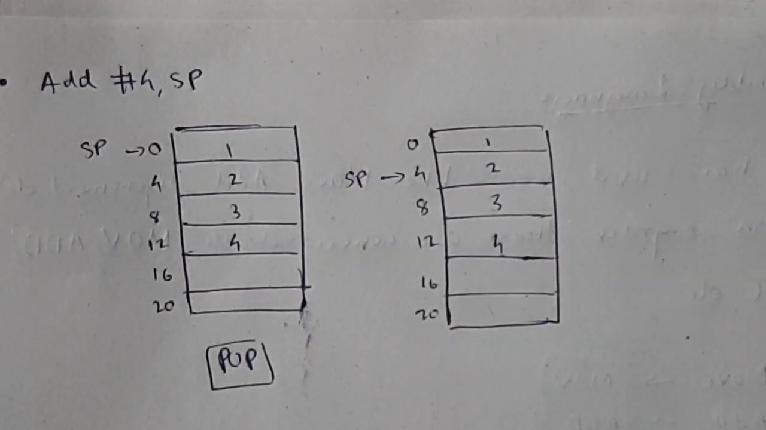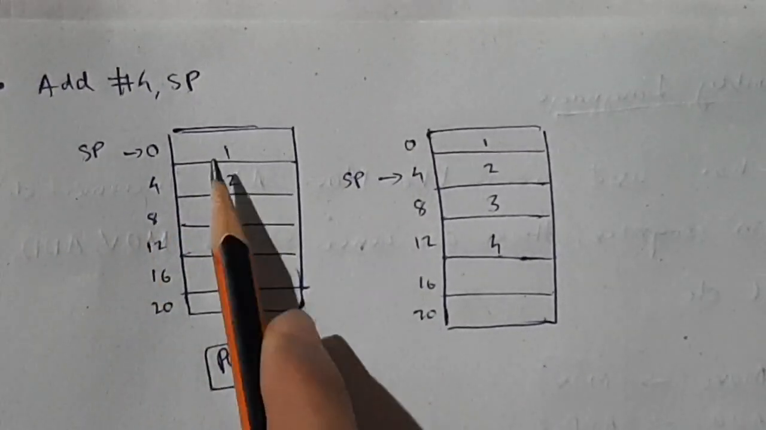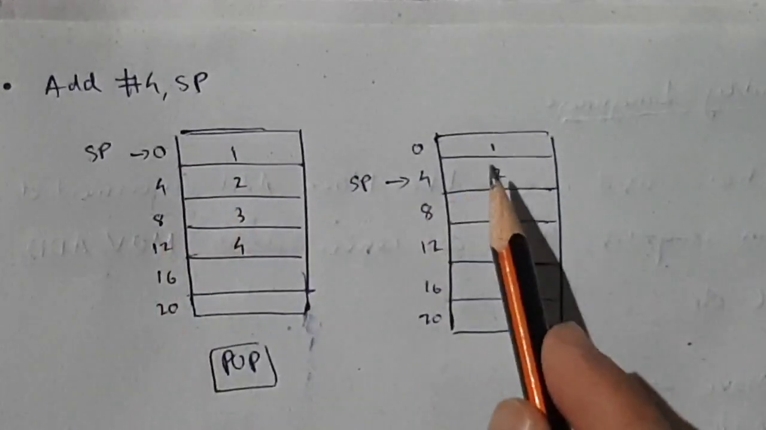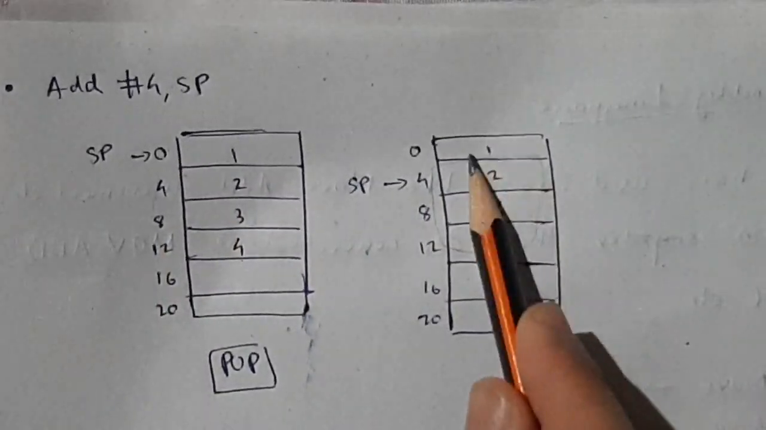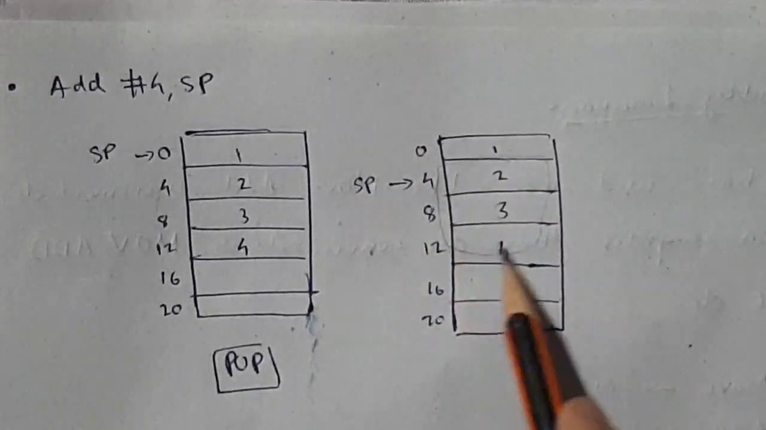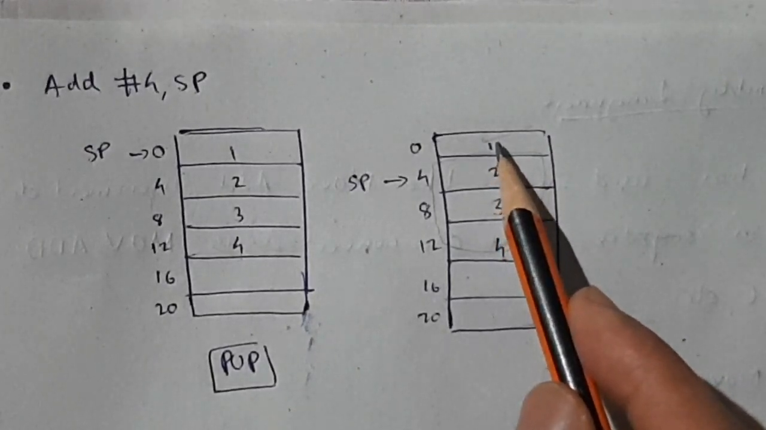Another operation on stacks is pop. Pop means deleting an element. Actually the element will not be deleted, but it will not be considered, by moving SP to the next location. So the stack will be considered from this position only. By adding 4 you move SP from here to here, so this element will not be considered. It's the same as deletion of the element.